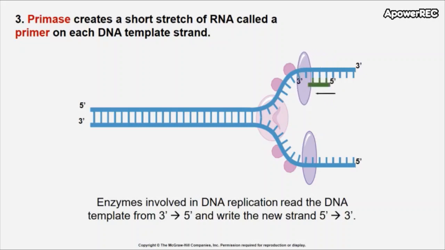See that 3' to 5' on the top? And it builds the anti-parallel strand 5' to 3', and same with the bottom strand. 5' to 3' is the new strand, reading 3' to 5'. So now that we have our RNA primer, we're ready to continue our synthesis of DNA.